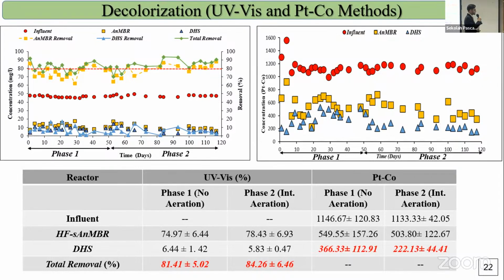We could achieve around 84.26% decolorization under UV-Vis spectral analysis. And for the PTCO method, by the end of phase 2 under intermittent aeration, we could achieve the national standard discharge limit, that is under 200 PTCO, and we achieved around 151 PTCO color unit, which is under the national discharge limit.